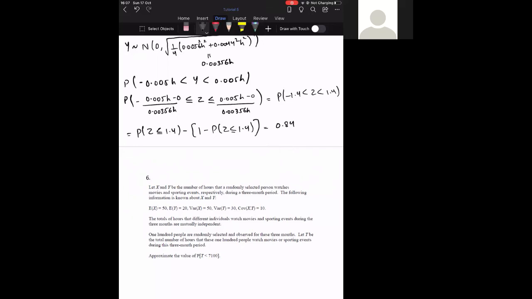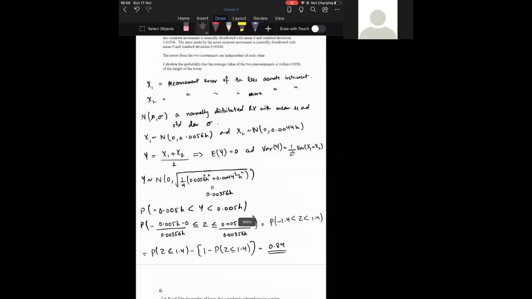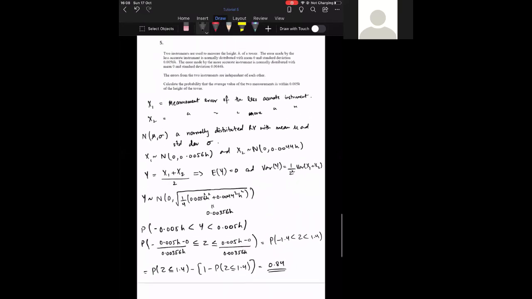तो टेबल से हम देखेंगे 1.4 की values जो cumulative probabilities मिलती हैं. Just plug it in and calculate, and you should get 0.84. इसको zoom out कर लूं, have a look at the entire solution, see if it makes sense. Pause करके आराम से.